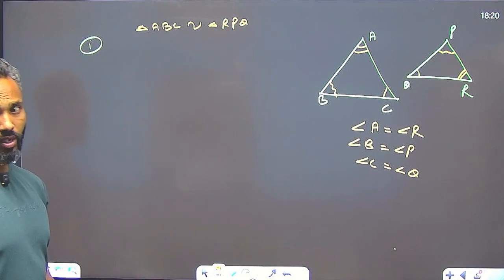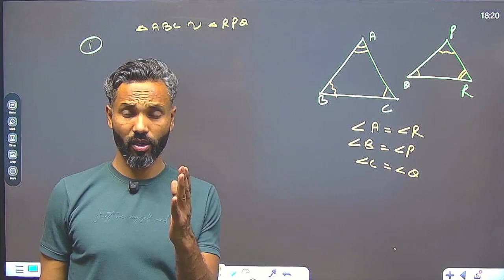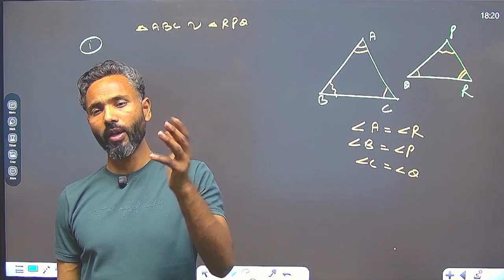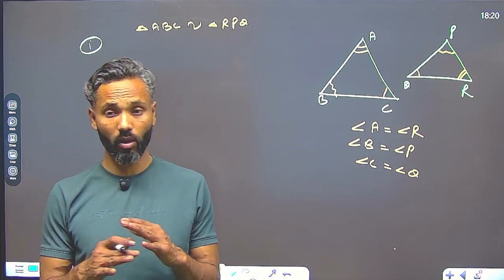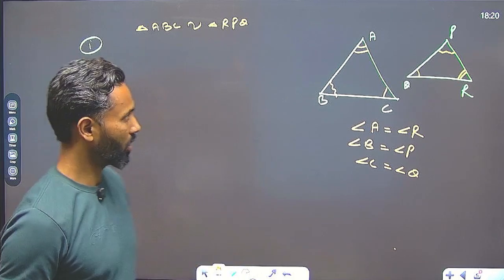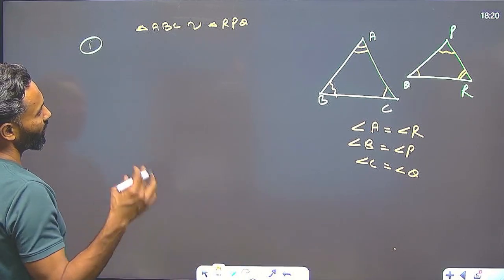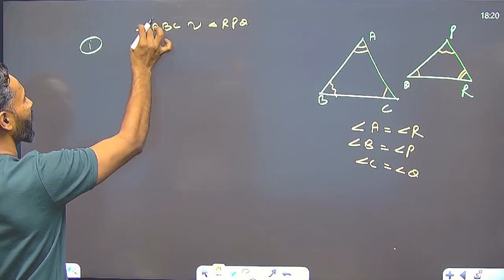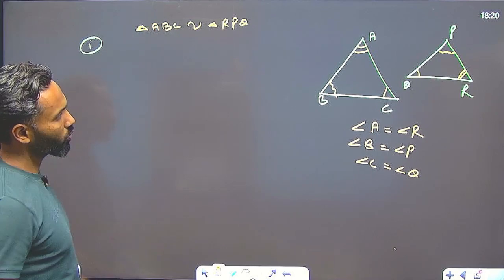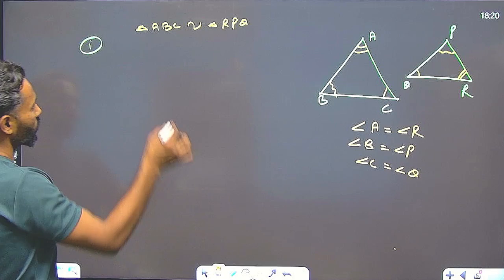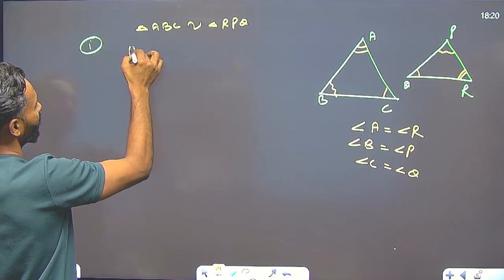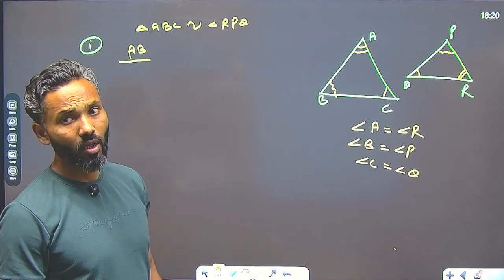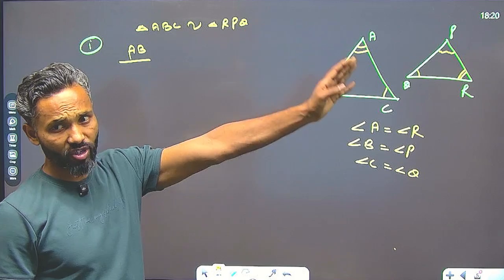So the first rule says that if two triangles are similar, then the ratio of their corresponding sides will be equal. So how do we identify the corresponding sides? Firstly, at the first place I have written triangle ABC. So I'm going to use any of the sides of triangle ABC. Suppose I'm taking side AB. Now we have to identify the corresponding side of AB in the other triangle. Understand?